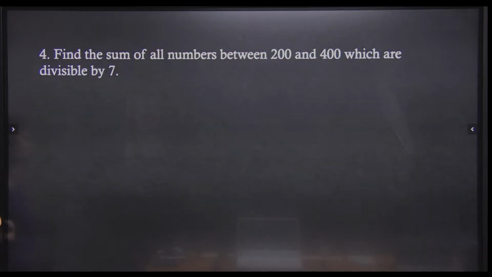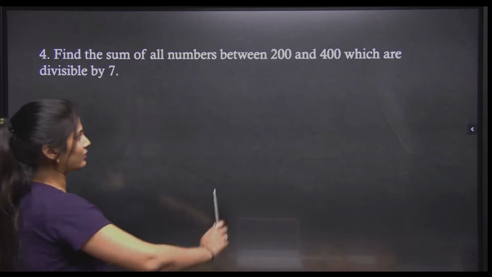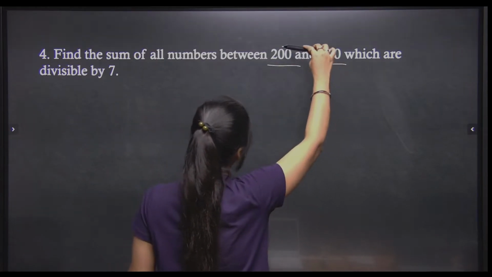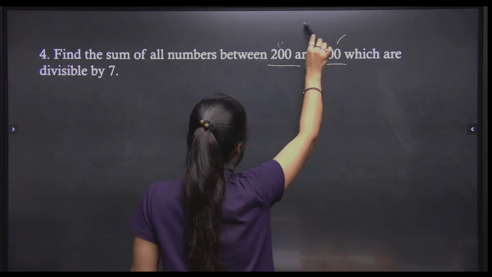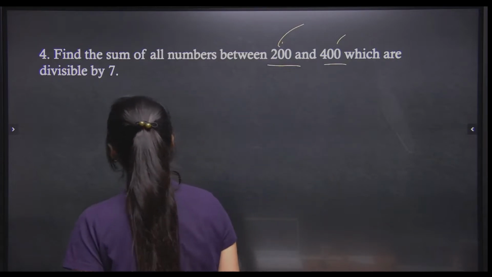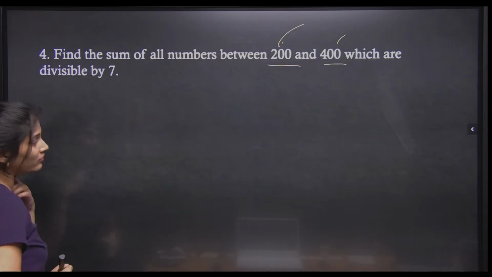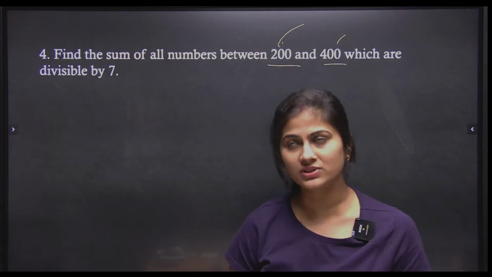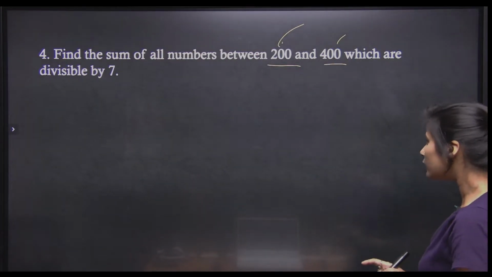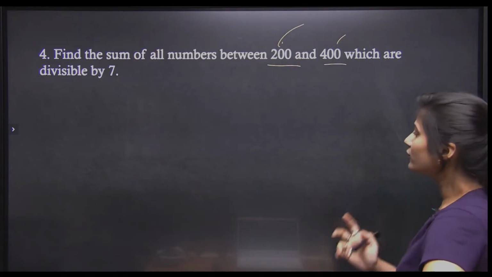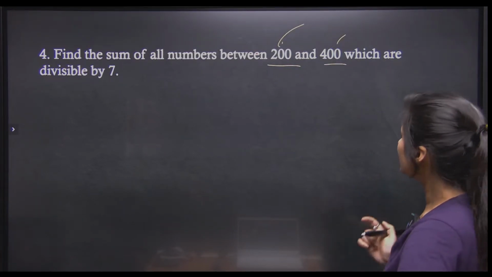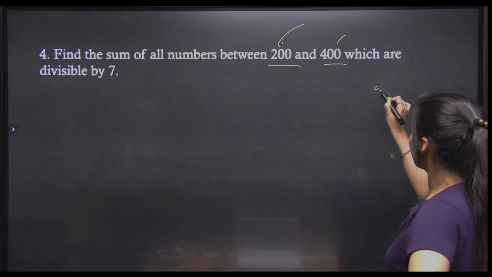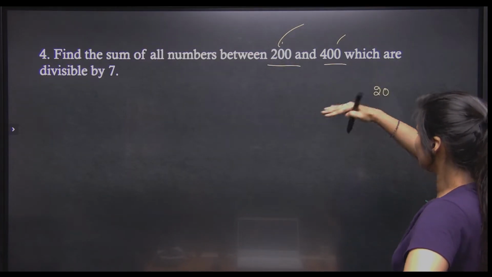Okay. Moving on to the next question. Next question is question number 4. Question number 4 says find the sum of all numbers between 200 and 400. When it says between, then you cannot take 200 and 400. You have to take numbers between them which are divisible by 7. So first of all we have to think that after 200, which is the first number which is divisible by 7? If you can calculate, that's okay, or if you can't, then you can take a number after 200.